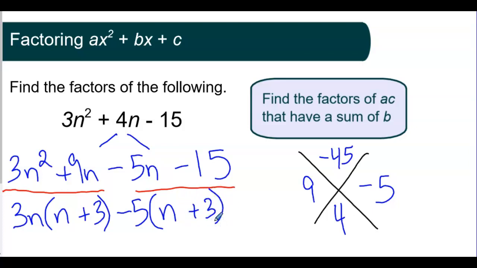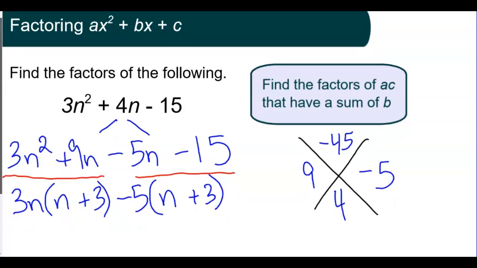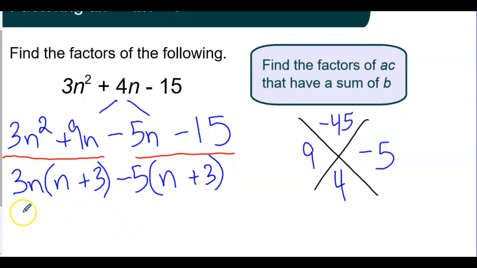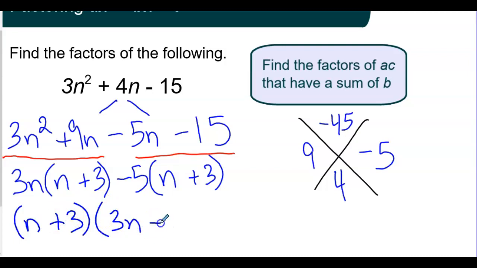You can see here we have an n plus 3 in both of those terms. So I'm going to factor out n plus 3, and then what's remaining is my second binomial. If I was to multiply these two binomials together, I would get 3n squared plus 4n minus 15.